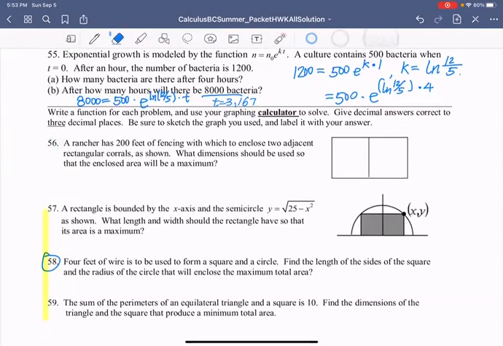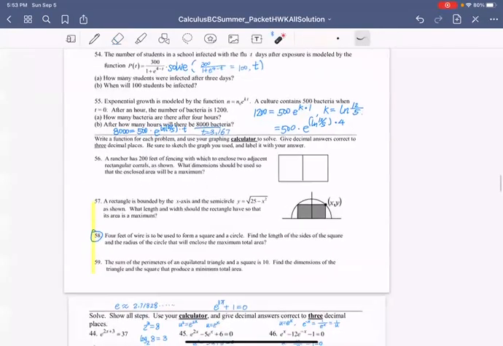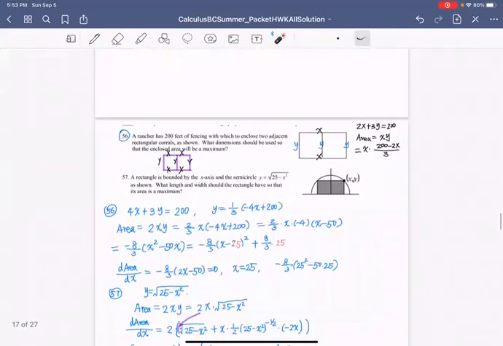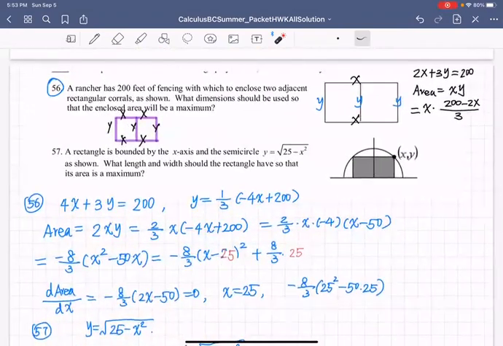It's called an optimization question. Question 56. Okay, let's see here. Michelle, please read this question. A rancher has 200 feet of fencing with which to enclose two adjacent rectangular corrals as shown. What dimensions should be used so that the enclosed area will be a maximum?